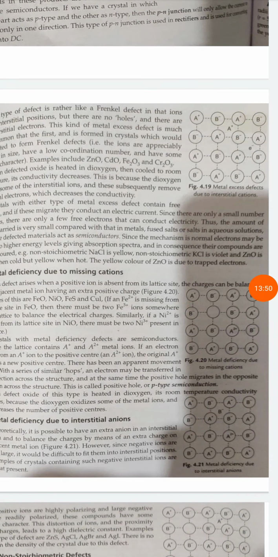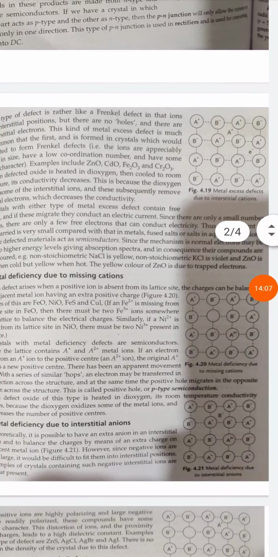An electron may be transferred in one direction across the center. And at the same time, the positive hole migrates in the opposite direction across the structure, and this is called a positive hole or a p-type semiconductor.